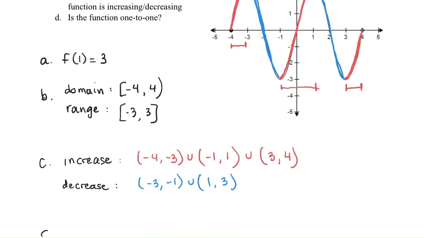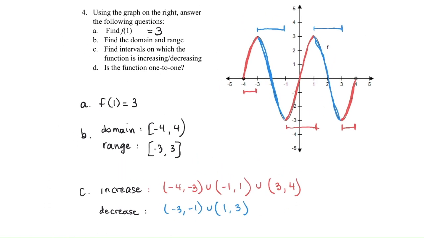Now part D: is the function 1 to 1? It is a function because it passes the vertical line test, but what we talked about in section 2.8 is that for it to be 1 to 1, it needs to pass the horizontal line test, and this does not. It fails the horizontal line test. So it is not 1 to 1. If you needed to explain that, which it would be a good idea to be prepared to do, it fails the horizontal line test.